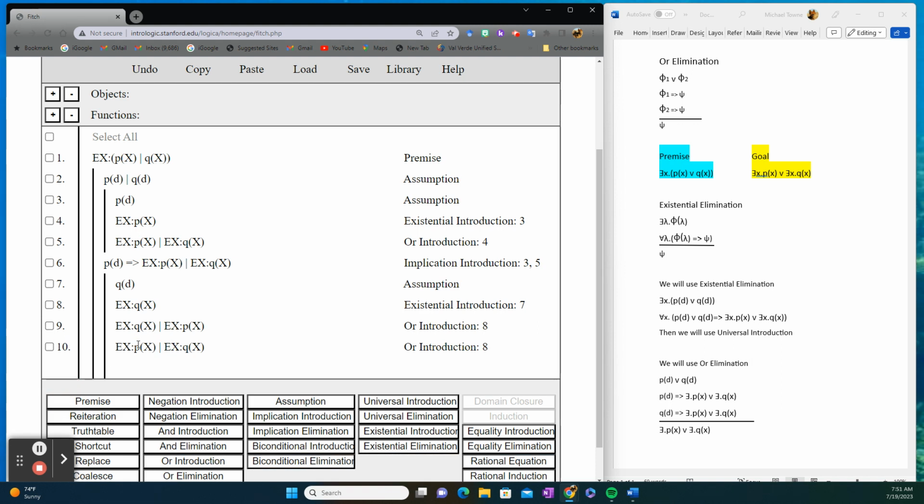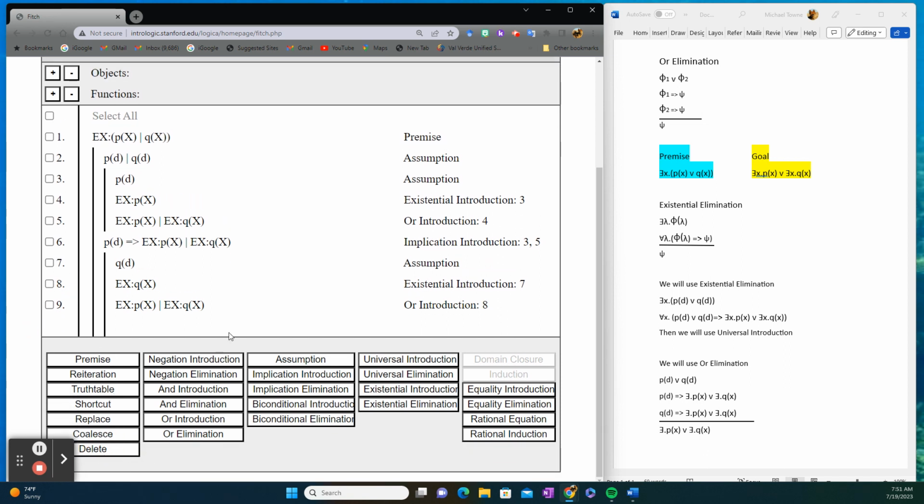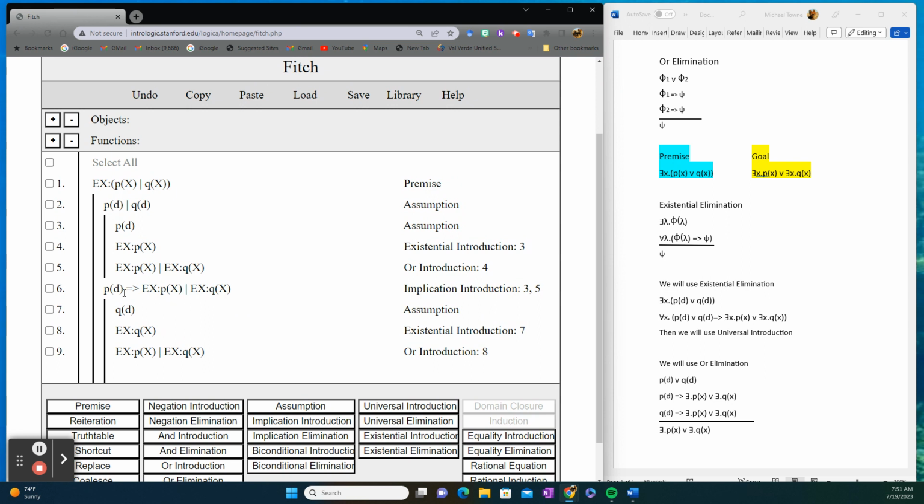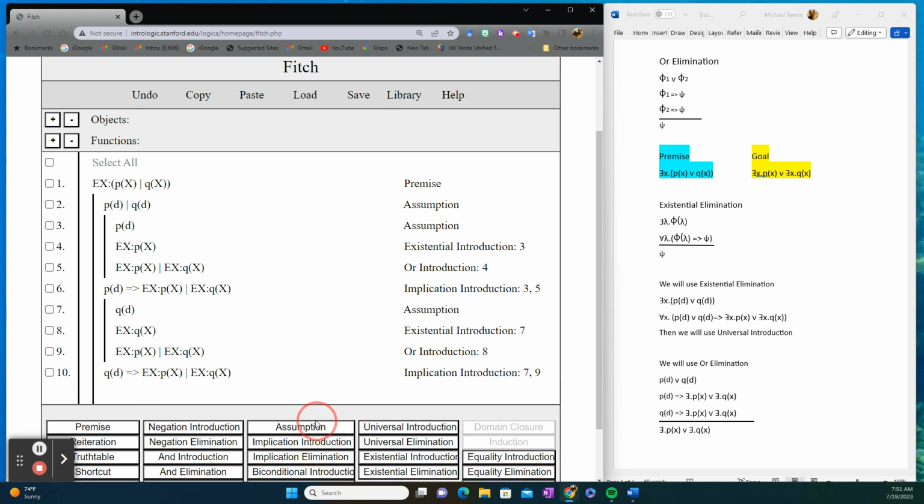And so here it is, PX or QX, and I'm going to delete the one I don't need. And now notice, let's see that I've assumed Q and gotten EX, PX, or EX, QX. So I can do implication introduction. There we go. And now this is the important part.